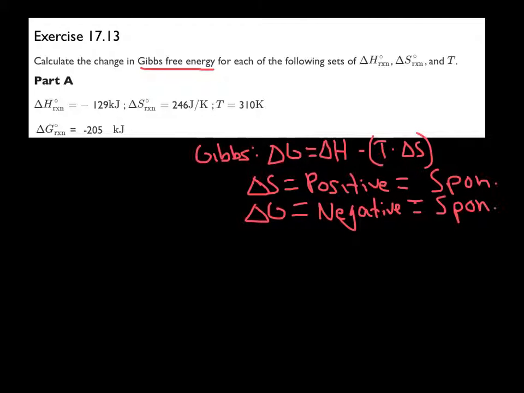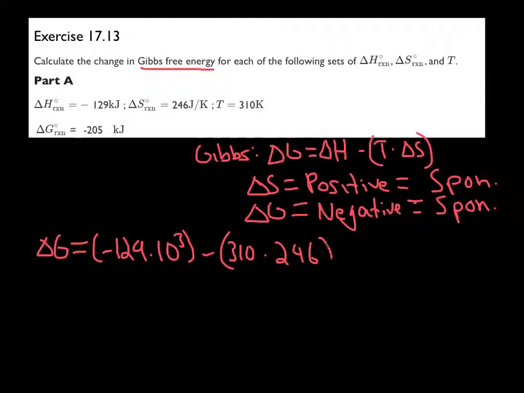Alright, so let's do some math. We have over here, it says delta H is negative 129, delta S is 246, right? So let's get some units down. I like to convert the enthalpy into joules, but you guys do whatever you feel is best. If you want to convert the other way, but we'll just do it out. We got delta G equals minus 129 times 10 to the 3 minus temperature in Kelvin, 310 times 246.